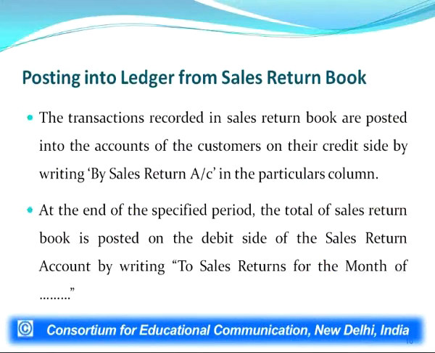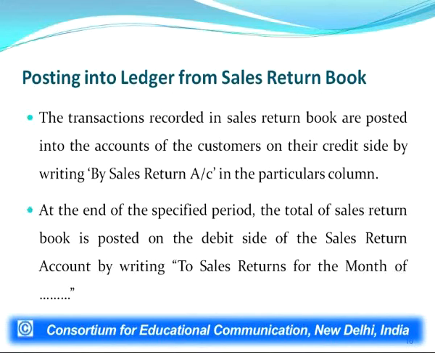How to make posting from sales return book into the ledger? The transactions recorded in sales return book are posted into the personal accounts of the customers who have returned the goods on their credit side by writing in the particular column by sales return. Date, ledger folio, respective amount are also to be recorded. At the end of the period, like a month or fortnight or a week, the total of the sales return book is posted on the debit side of the sales return account.